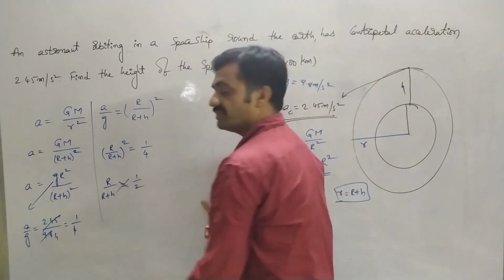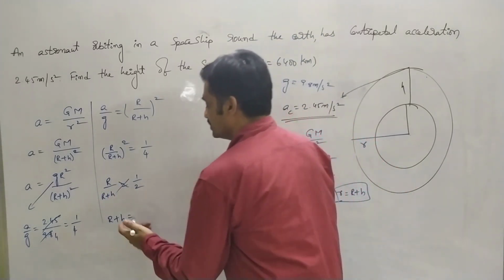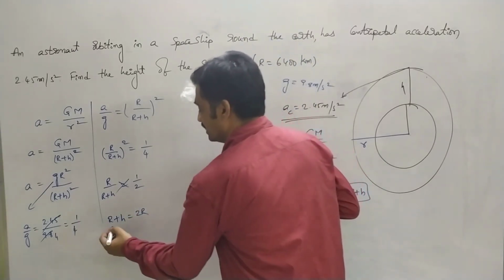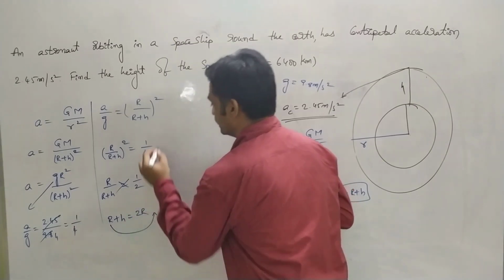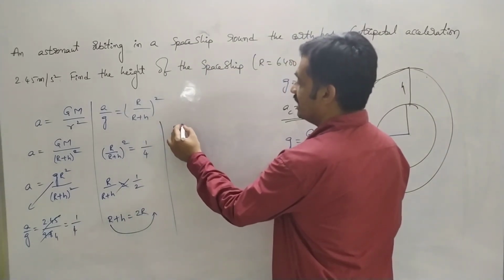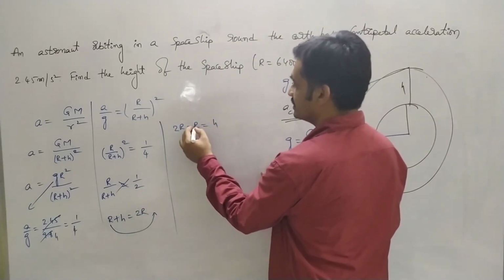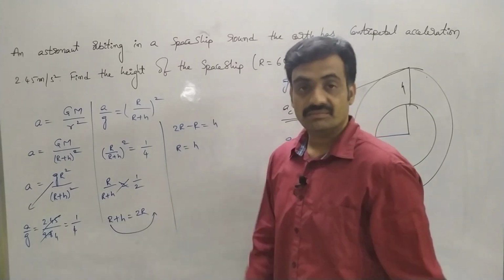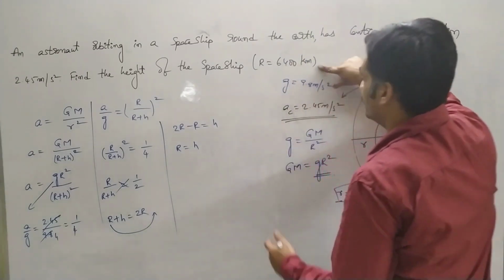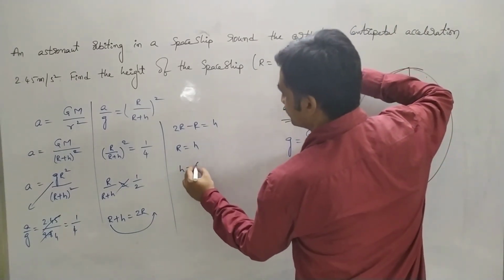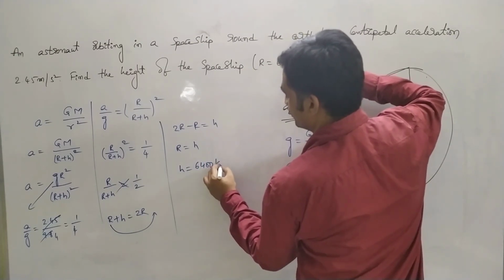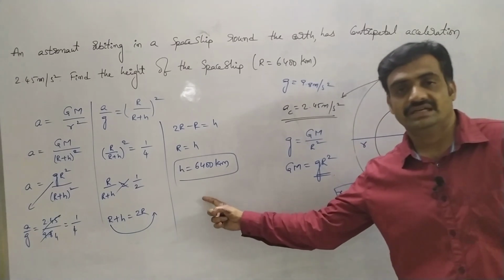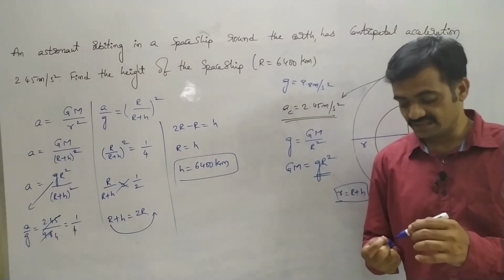Let's cross multiply this expression. R plus h equals 2R. Bring this R to this side, then 2R minus R equals h. 2R minus R is R, so h equals R, where R is 6400 kilometers. So the satellite has to be placed at a height of 6400 kilometers.